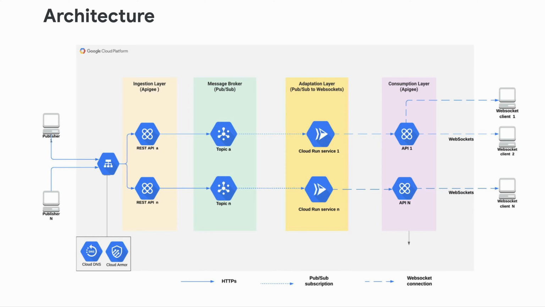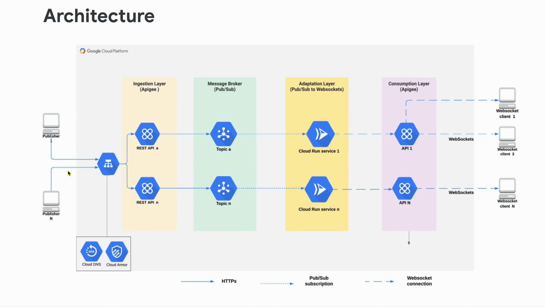Welcome in this demo. Before we get into the demo, I would like to touch again on this architecture, which shows how the Apigee API platform together with Pub/Sub and Cloud Run can be used in event-driven architectures. In this case, Apigee will allow us to manage both the ingestion layer, which is composed of REST APIs, and the consumption layer, which is composed of event-driven APIs, or basically WebSocket APIs in this case.